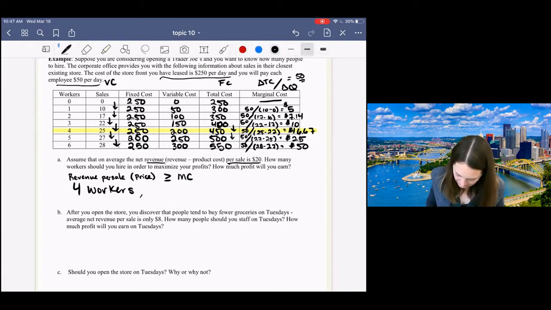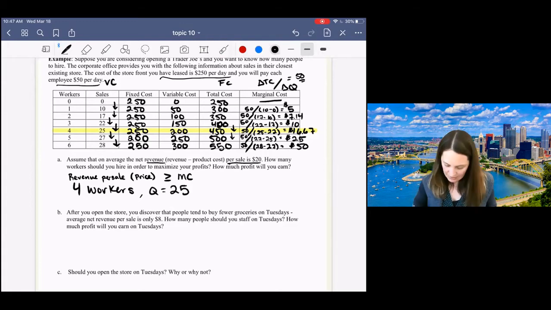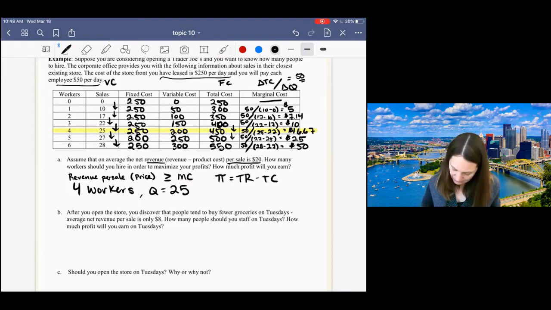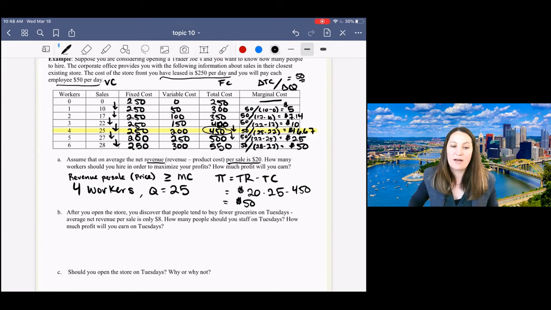And that's a quantity, a number of sales, of 25. Then we also want to calculate how much profit we're going to earn. So we'll have profit equal to total revenue minus total cost. That's $20 per sale times 25 sales, minus my total cost of $450. That gives me a profit of $50, okay? And everything in this problem is per day, so that would be $50 per day in profits.